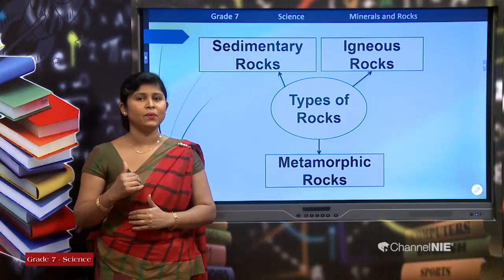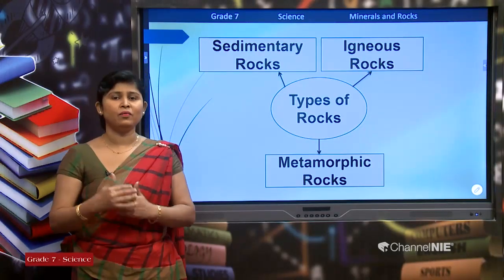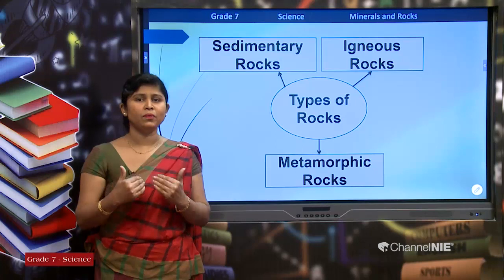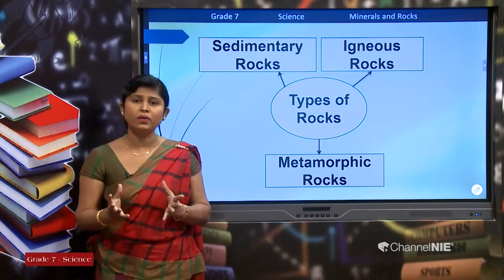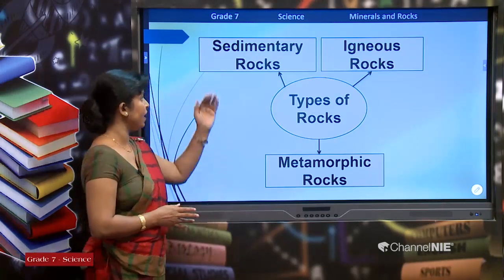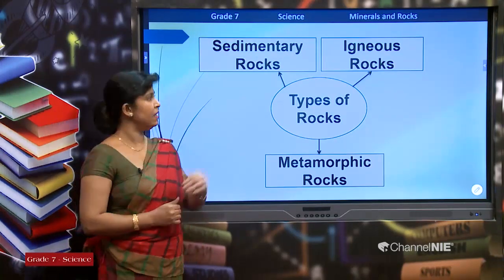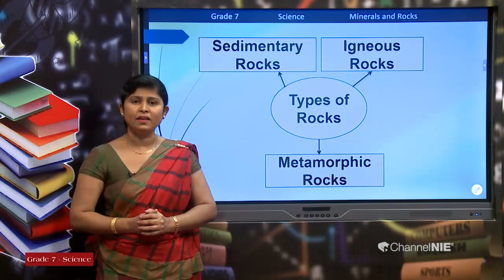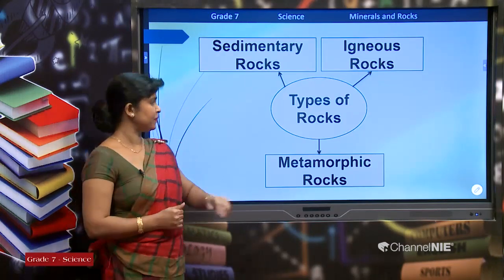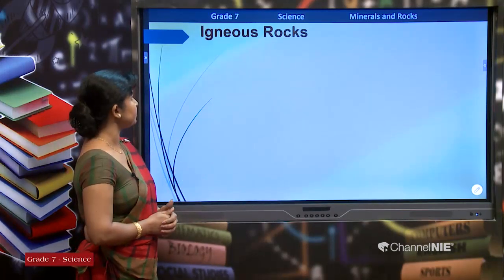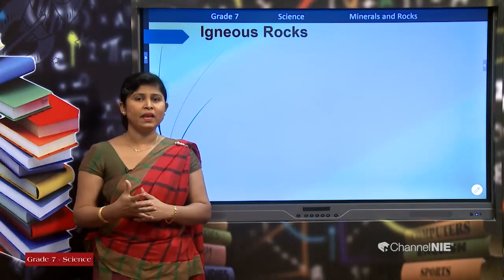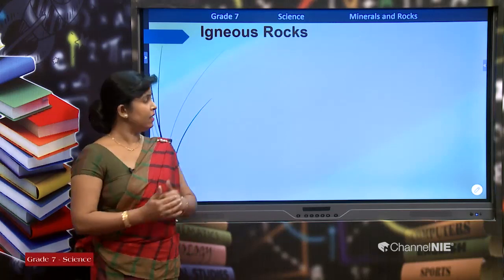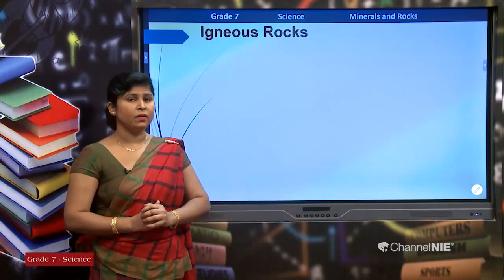Right? Now I think you can learn it by heart. If I ask you to list them, now you can do it alone. There are 3 types of rocks according to the method of formation. They are sedimentary rocks, then igneous rocks and metamorphic rocks. Let's take one by one. Igneous rocks, right? Before explaining about the igneous rocks, let's see what is given on the slide.